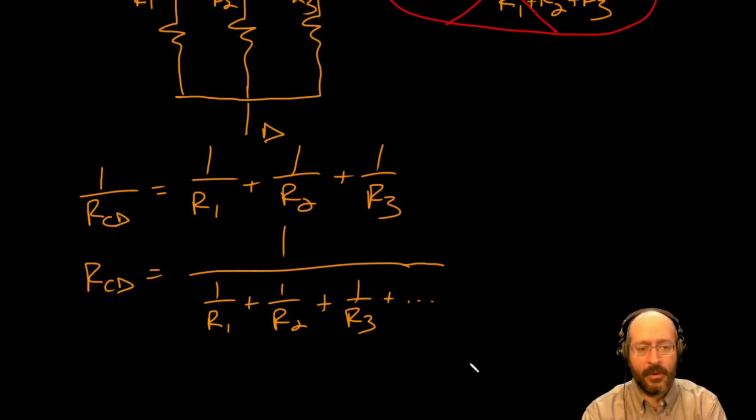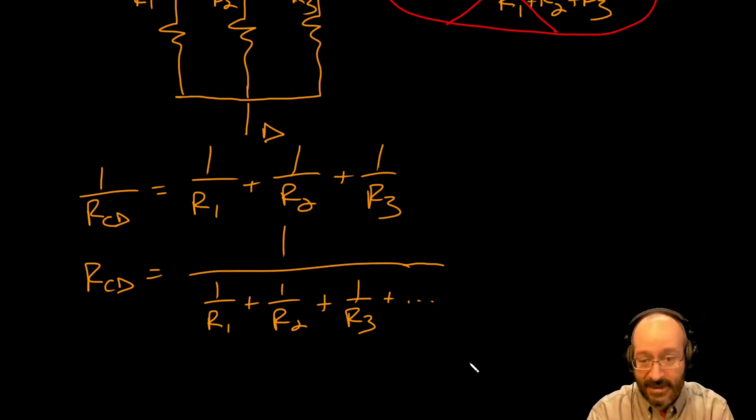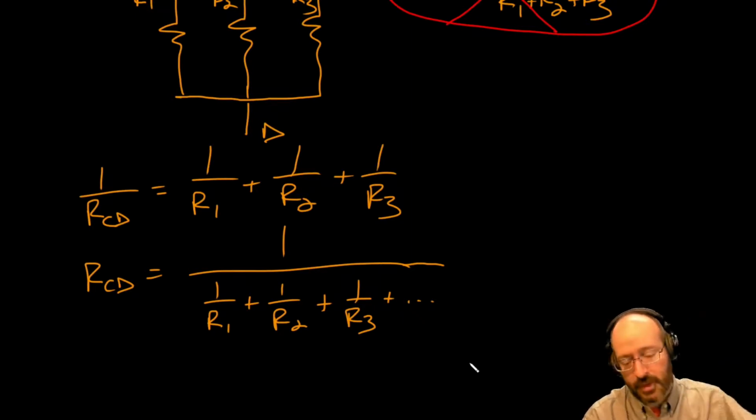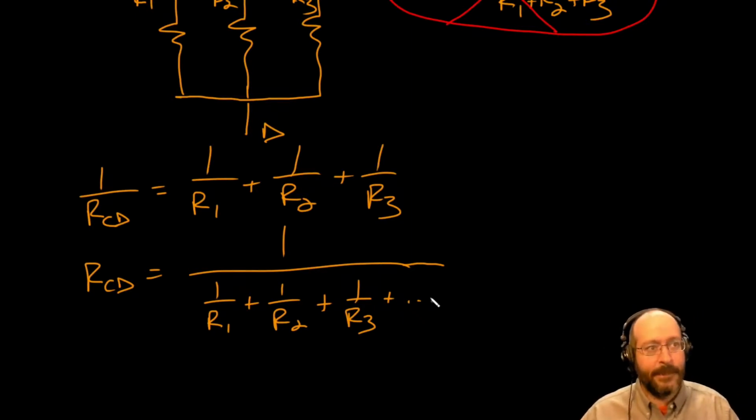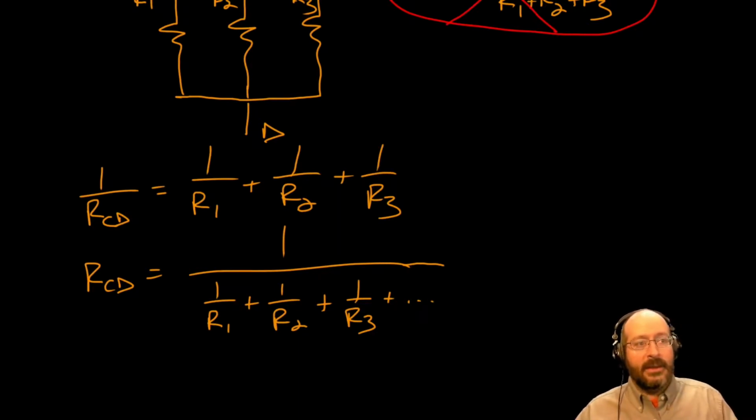So you'll see both forms. I'll use both forms. But I want you to know that the product over sum form has a limitation. This form over here doesn't have a limitation. You just add more terms to the denominator and you're going to be okay. Okay, let's see.